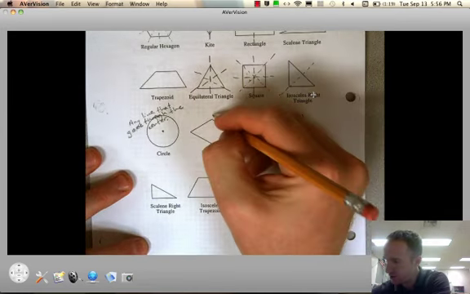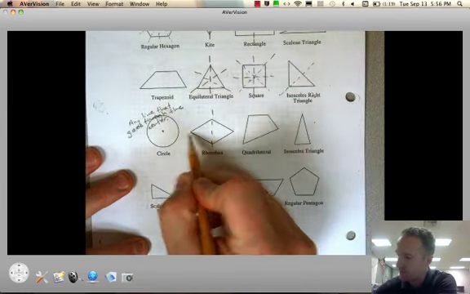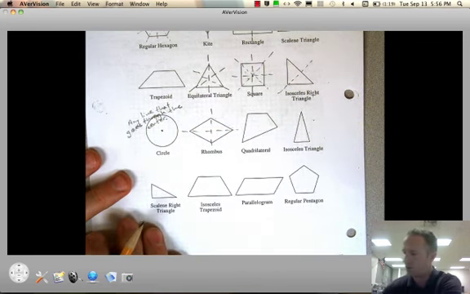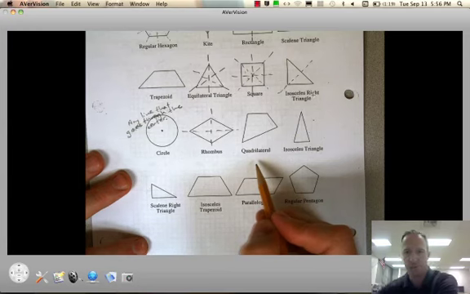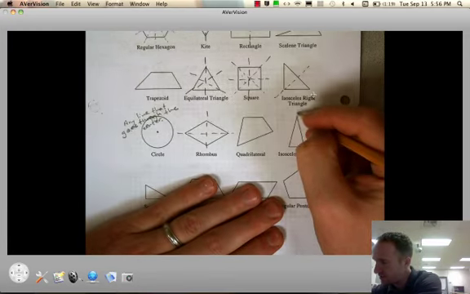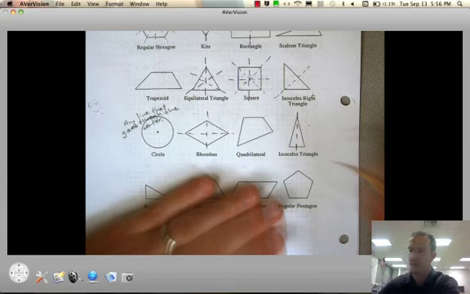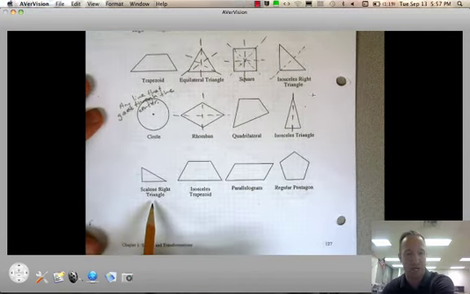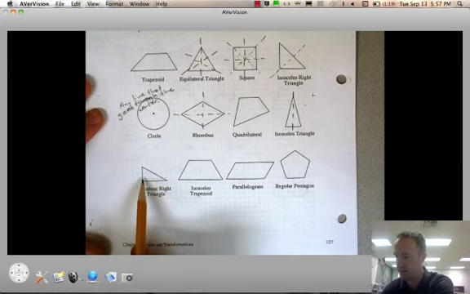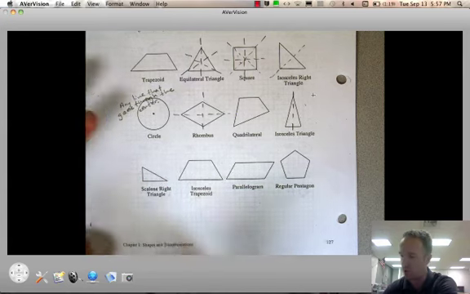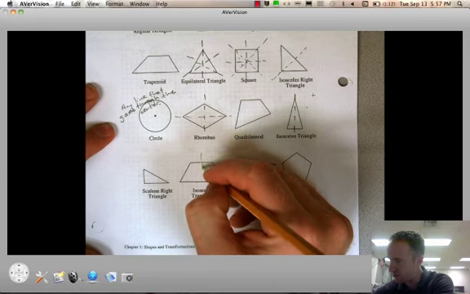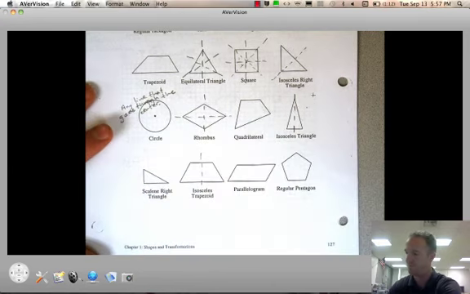For the rhombus, we've got 2 lines of symmetry, a vertical and a horizontal one. The quadrilateral doesn't have any. The isosceles triangle here has one, just right down the middle. The scalene right triangle. Now, a right means that it has a right angle. Scalene means that all the sides are different lengths, in case you were wondering, but that has no lines of symmetry. The isosceles trapezoid has one.